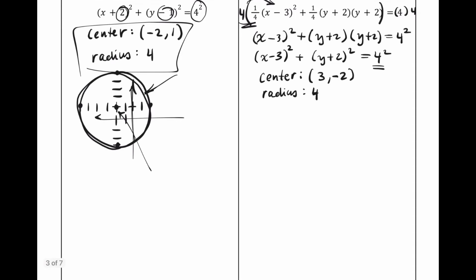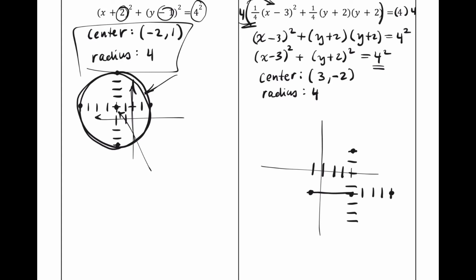So it should look similar to my last circle, kind of. Now instead I'm going 1, 2, 3 to the right, it should be +3, and then down 2. And now I'm going a radius of 4, so 1, 2, 3, 4. There's my first point. That's a radius of 4. Then 1, 2, 3, 4, a radius of 4. 1, 2, 3, 4. Not that bad, right? Radius of 4 in all directions. And there's my circle. This is the circle that is created by the graph.